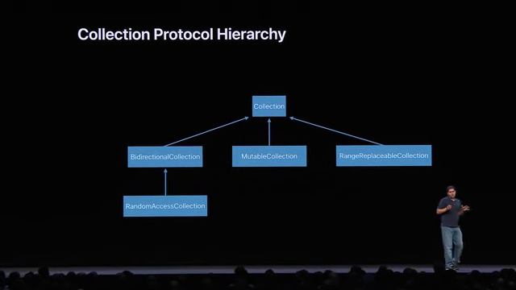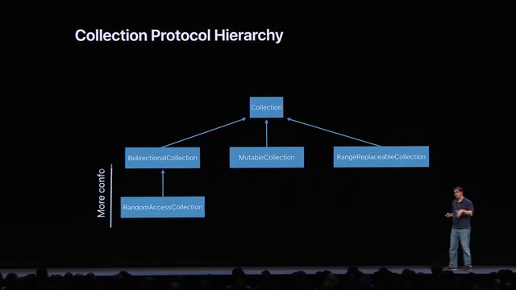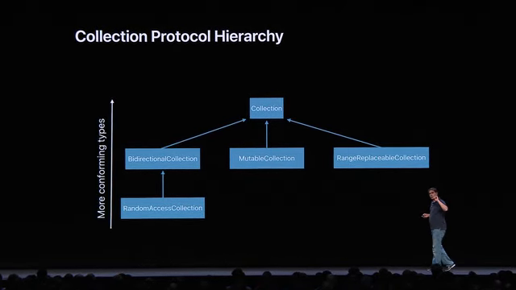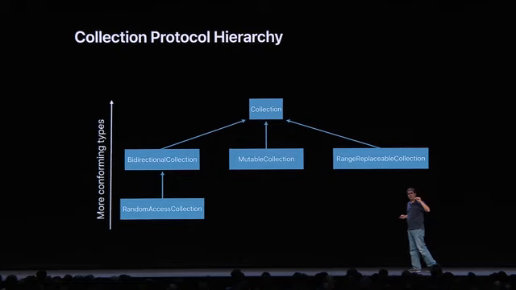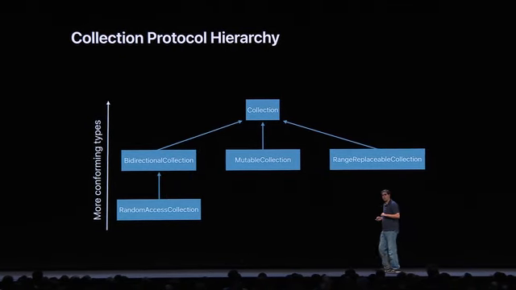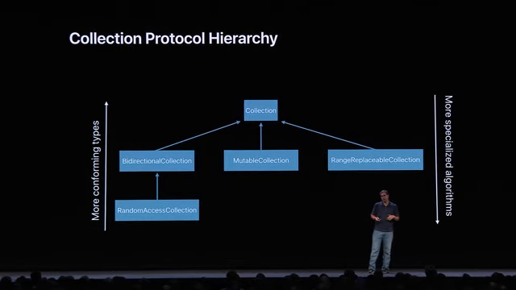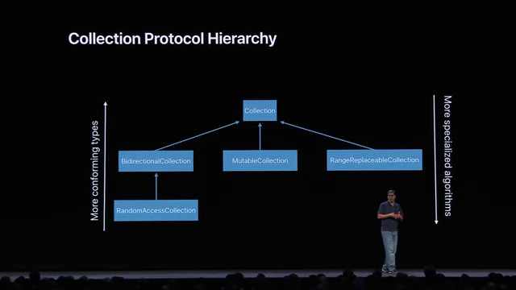Now, there are things that you notice when you build these protocol hierarchies. As you go from the bottom of the hierarchy to the top, you're going to protocols that have fewer requirements, and therefore there are more conforming types that can implement those requirements. On the other hand, as you move down the hierarchy and combine different protocols from the hierarchy, you get to implement more intricate, more specialized algorithms that require more advanced capabilities, but naturally work with fewer conforming types.